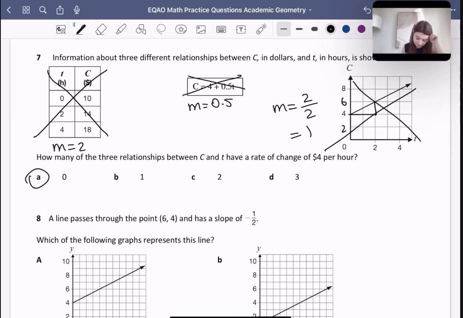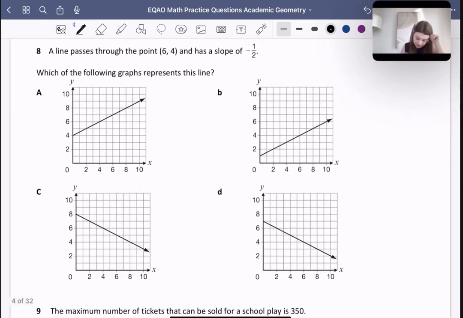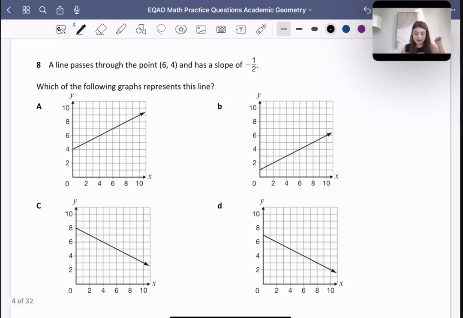Okay, let's move on to 8. It says a line passes through point (6, 4) and has a slope of negative a half. Which of the following graphs represents this line? So the first thing, before we even find the slopes, is I'm going to see if (6, 4) is a point there, because if it isn't, we can just rule out that graph, because both these criteria have to be true. And it's a lot easier to see if (6, 4) is on a graph than it is to see what the slope is. Also, I noticed that the slope is negative 1/2.